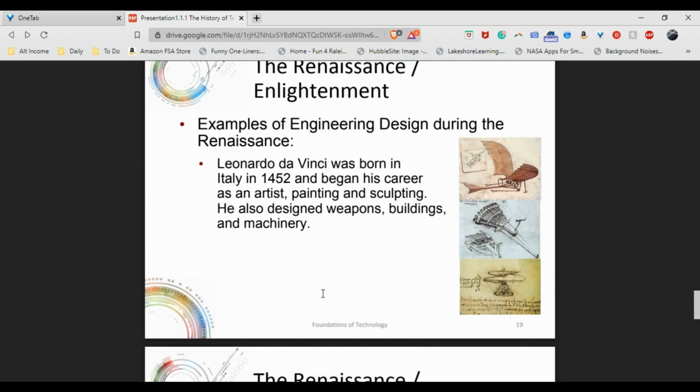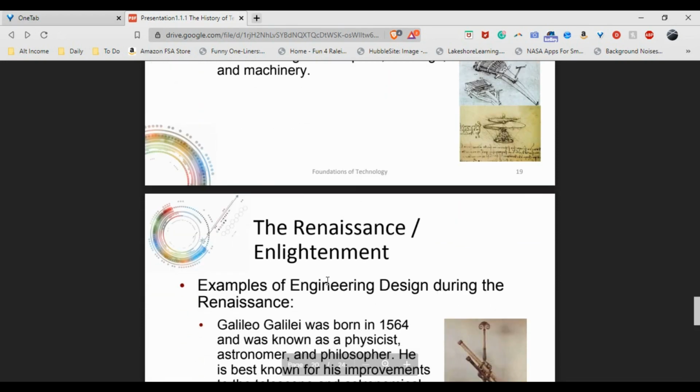So probably the number one Renaissance engineer is Leonardo da Vinci. He was born in Italy in 1452 and began his career as an artist, painting and sculpting. But he also, and this is something that a lot of people don't know, designed weapons. He did design buildings, machinery. He had flying machines that the Wright brothers used to kind of model some of their designs. I actually got to see the Da Vinci Codex when it was in Raleigh several years ago, and it's just incredible to think that somebody back in 1500-esque was able to think through and design these things. It was absolutely amazing.